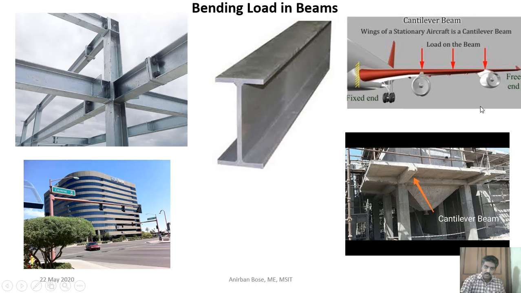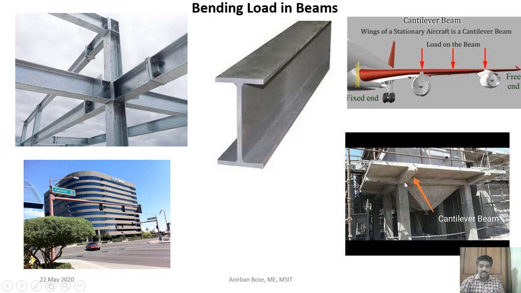Now consider another kind of loading, which is the bending load. Bending load in beams, and you can see the different structures where these are called beams. Here you can see an aeroplane wing where the loads are coming because of these turbo engines. They are having load, so it is like a cantilever beam, and these are the different loads.